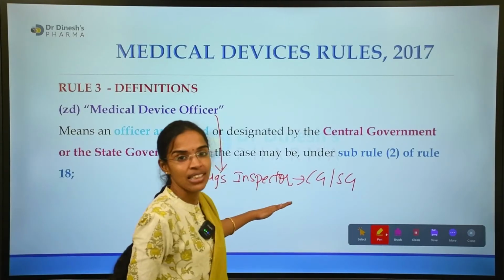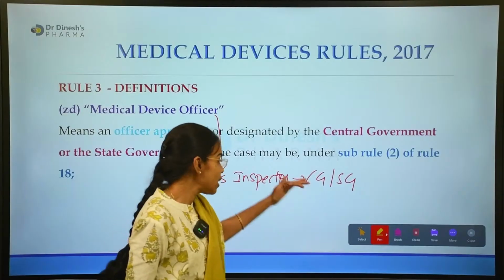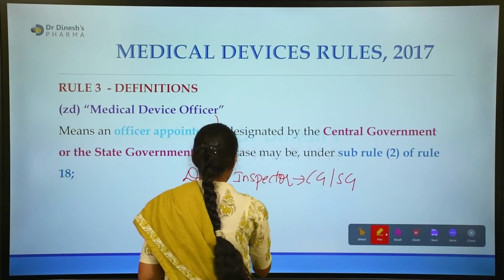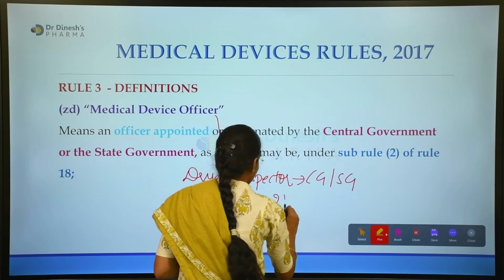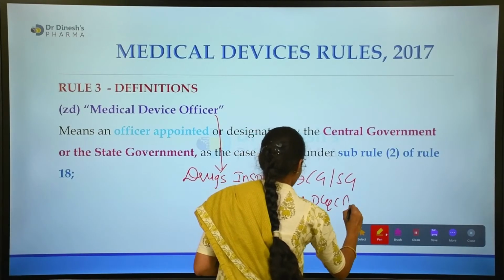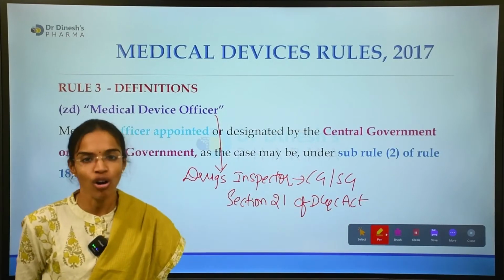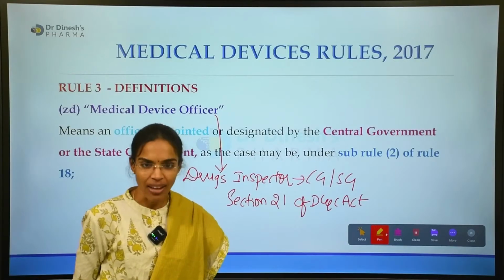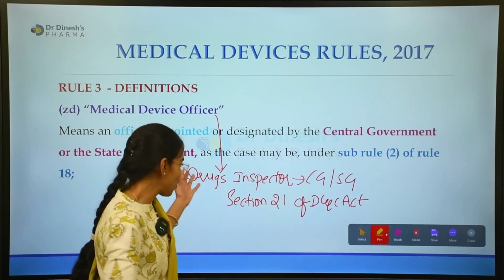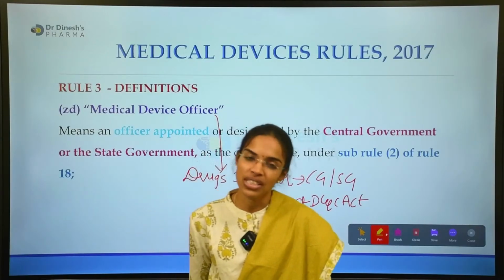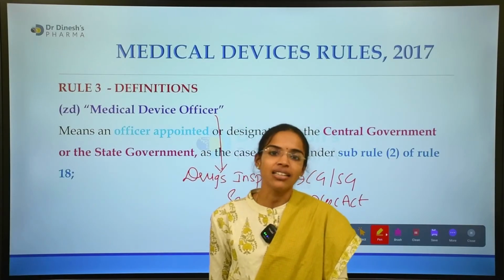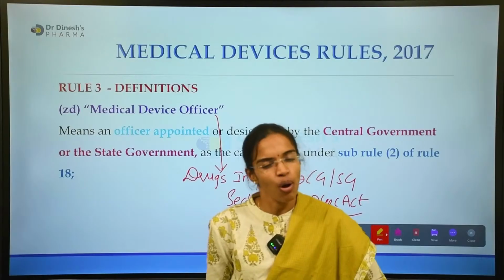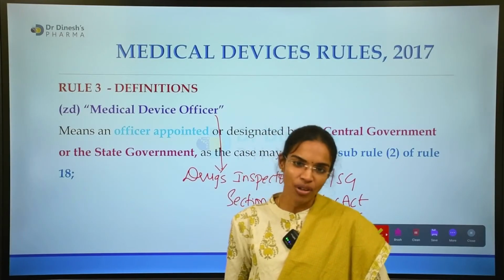Any drugs inspector appointed either by the central government or state government according to section 21 of the D&C Act. According to section 21 of the D&C Act, this particular officer is considered a medical device officer. So who is a medical device officer? Any drugs inspector appointed by the central or state government under section 21 of the Drugs and Cosmetics Act 1940.